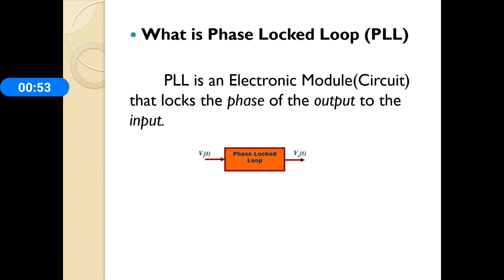The information about the error in phase, or the phase difference between the two signals, is then used to control the frequency of the loop. By considering these discussions, the PLL is nothing but an electronics module that locks the phase of the output to the input.